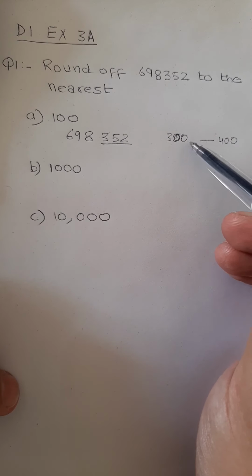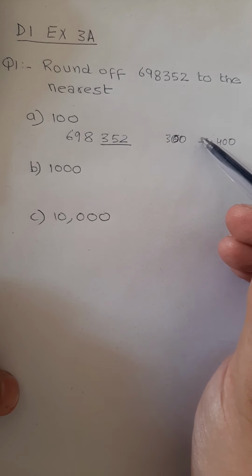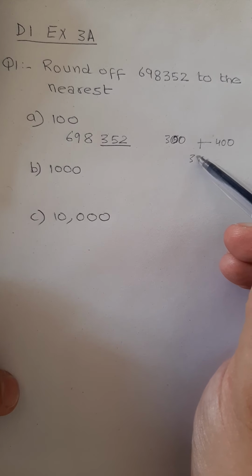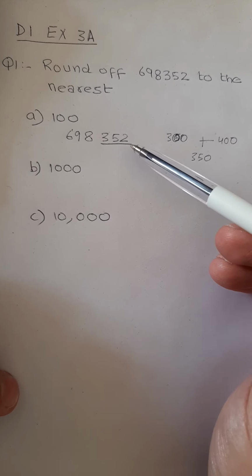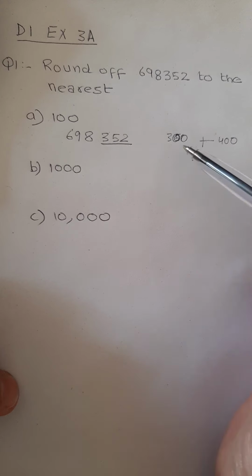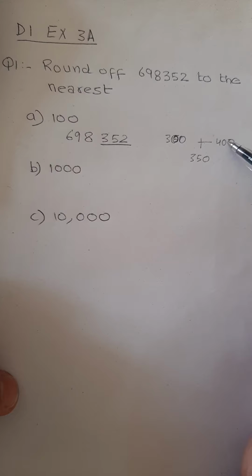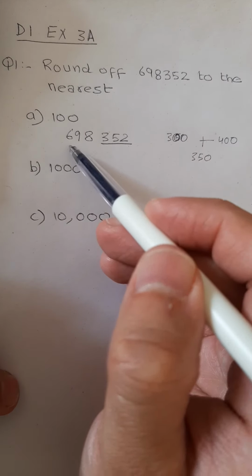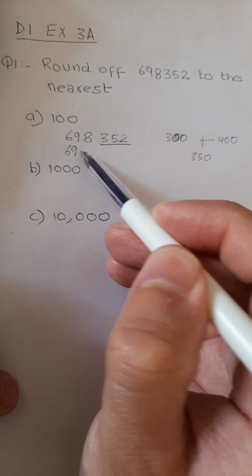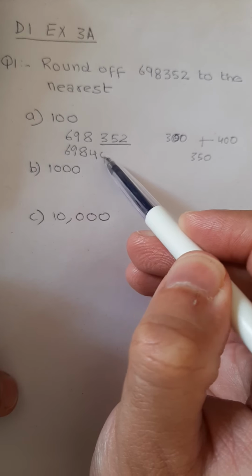and the middle value of 300 and 400 is 350. So if your number is more than the middle value, like 352 is more than 350, you will round off 352 to the next 100, which is 400. So the answer will be 698,400.